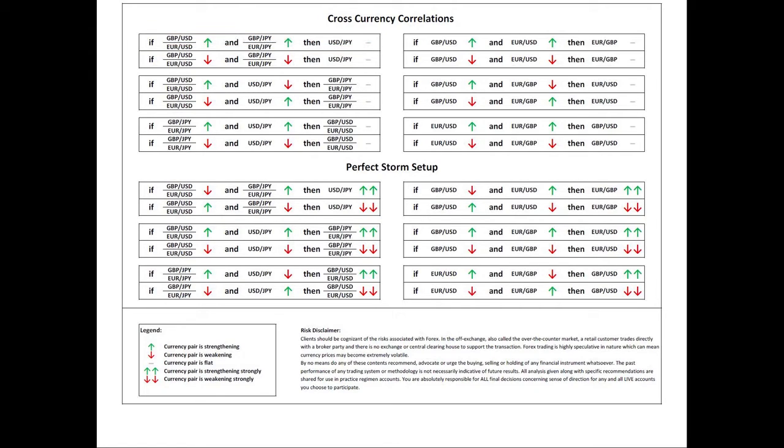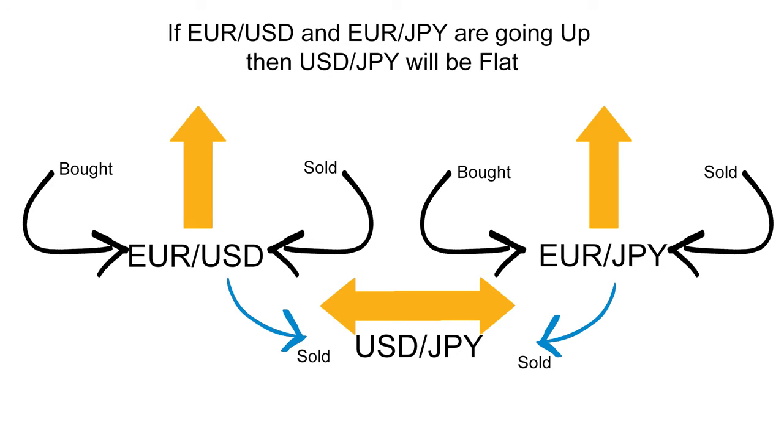Same goes for euro dollar and euro yen. If euro dollar goes up and euro yen goes up, then dollar yen will be flat, not moving. Think about it. Buy euro, sell dollars, right? Euro dollar going up. And buy euro, sell yen. Euro yen going up. Therefore, sell dollars and sell yen. What will happen to dollar yen? Both currencies are weak, so dollar yen will be flat, not moving. So you do not want to be trading dollar yen.